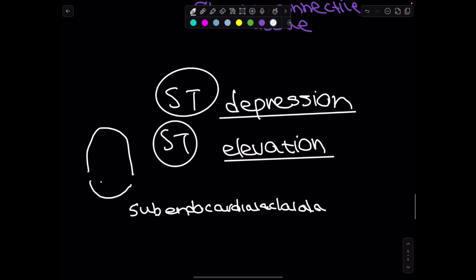But so one does a big elevation, the other does a depression. So we don't have subendocardial ischemia in ST elevation then.